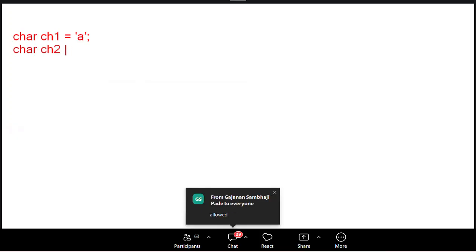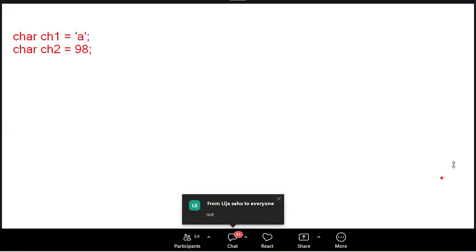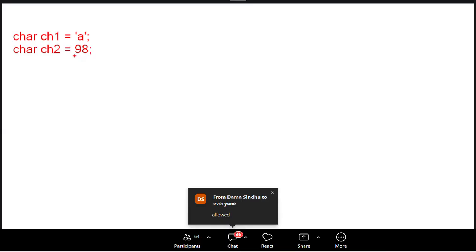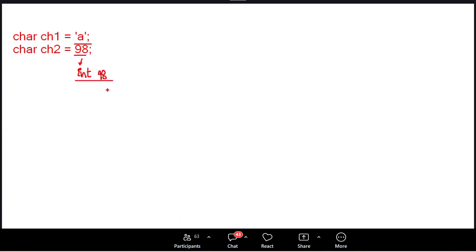Observe now. char ch2 equal to 98, I have written. Allowed or not allowed? Everyone should answer. Not allowed. Why not allowed? It is an integer. Is it a variable or literal? Literal. Literal means constant, which is fixed. This literal is int type 98. It is considered as int 98.